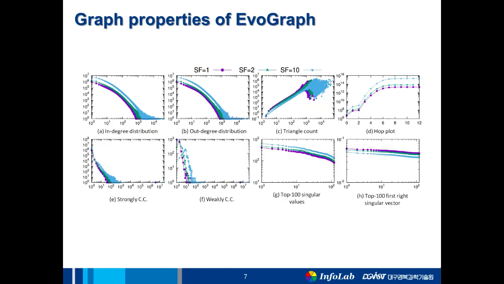There are many graph properties that show the unique characteristic of a real graph. In this paper, we focus on the distribution or plot for rich information of graph properties, and evaluate the performance of the upscaling methods. In particular, we use the following well-known 8 graph properties: in degree, out degree, triangle count, hop plot, strongly connected components, weakly connected components, singular values and first right singular vector.